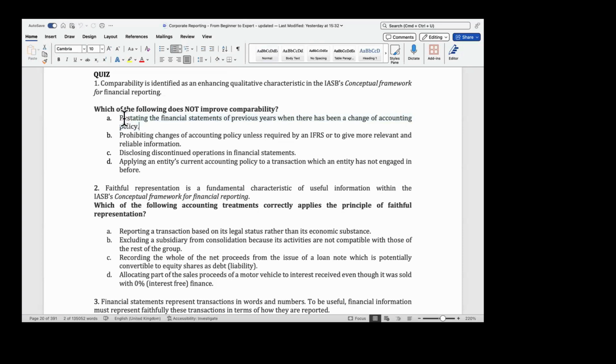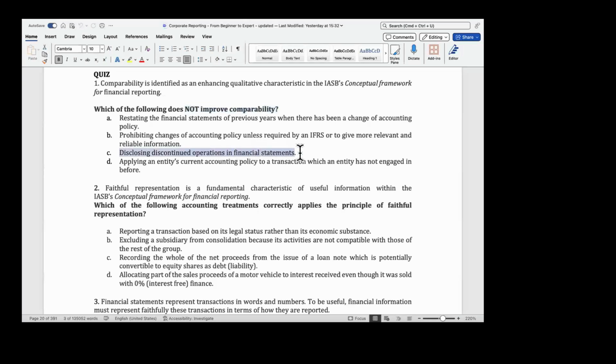Yes, I will teach you this one in IAS 8. When there is a change in accounting policy, you need to restate the financial statements of previous years. I'll teach you how to do that because it improves comparability. Number 2, prohibiting changes of accounting policy unless required by an IFRS. Yes, because when an accounting policy is selected, it must be consistently applied. It's not something you change, right? Consistency is very important. So prohibiting changes in accounting policy, yes, it improves comparability.